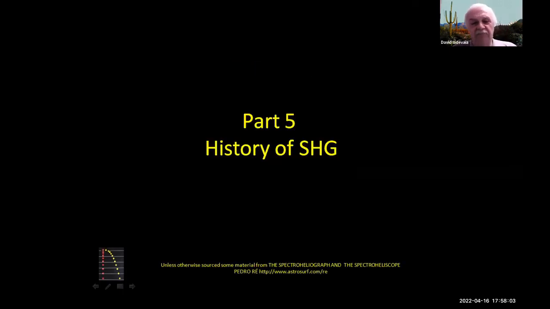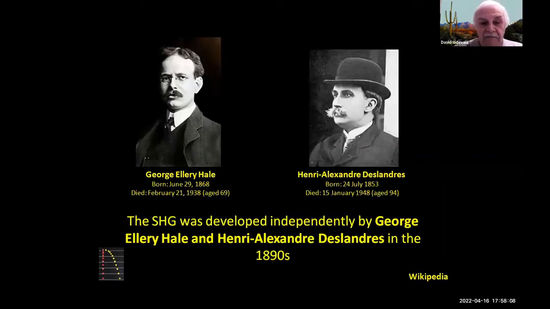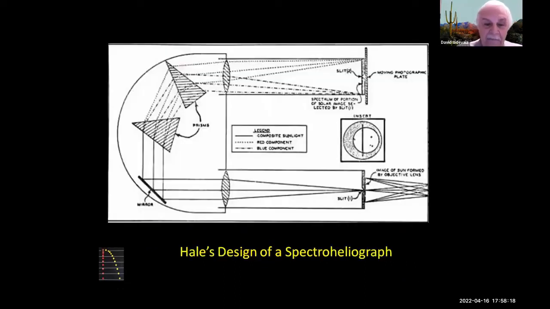So let's take a brief history of the spectroheliograph. It was developed independently by George Hale and Henri Alexandre Deslandres in the 1890s. This is Hale's design of a spectroheliograph. And he was doing this in terms of one of his master's thesis. And he was interested in designing something that would allow him to look directly at the sun in specific wavelengths.